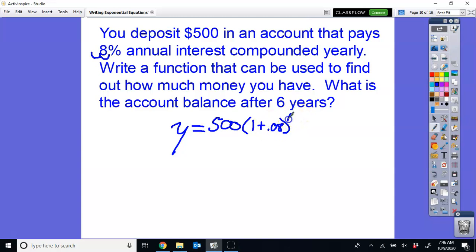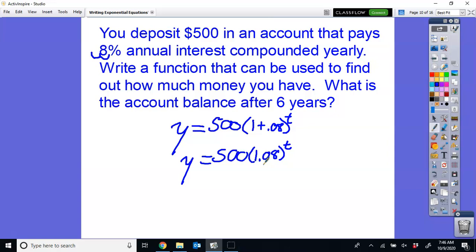And this is raised to the t power. This is the function. Now, you can simplify it to 1.08 if you want to. You don't have to, because the calculator can do it for you if you just plug it in. But that also helps me out, because 108% is what I have at the end of each year. In other words, in my bank account, at the end of every year, I'm going to have 108% of what I had the year before.